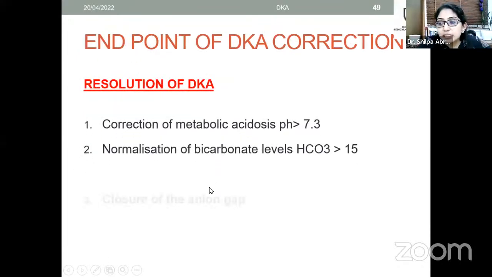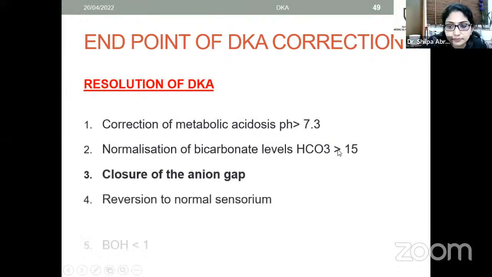So when do you say that DKA is corrected? One, normalization of metabolic pH more than 7.3, bicarb more than 15, closure of anion gap. Why is closure of anion gap important? Because like we said, if there is hyperchloremia, the acidosis will still persist. So the pH will still be less than 7.3.